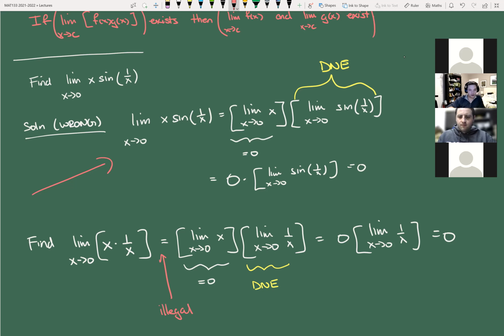You have to know that all of your limits exist to begin with in order to apply your limit laws. And that is universal. That is true for all of the limit laws. Okay? So that is the lesson that I really want you to take from this question. And if you don't take that lesson, then you can get burned because you might do something incorrectly, okay?